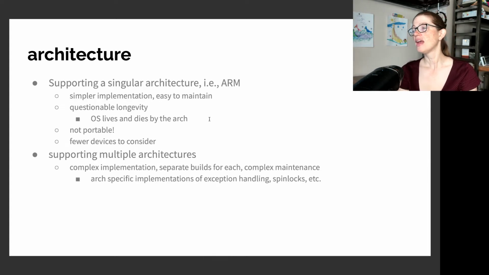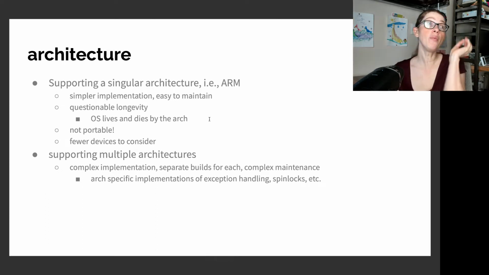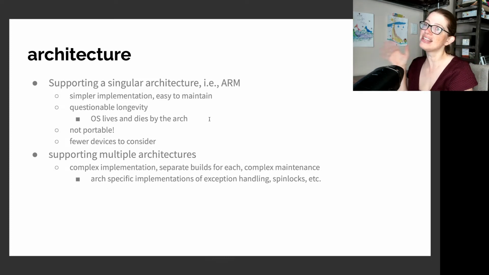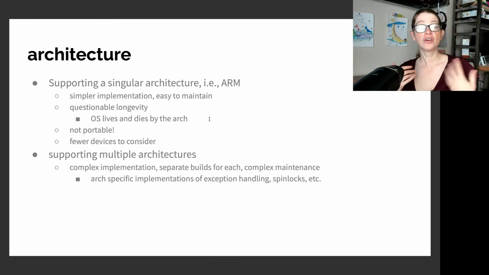All right. So as I was saying, there are some advantages and disadvantages to both of these. If you're supporting a singular architecture, let's just say ARM, that means that your implementation is actually going to be simpler. Your code base is going to be simpler because it's not going to be littered with a bunch of preprocessor flags saying, okay, well, if we're on PowerPC, we have to use this particular instruction. And if we're on this other thing, then we have to use this particular thing. So your code will be simpler. It will be easier to maintain.